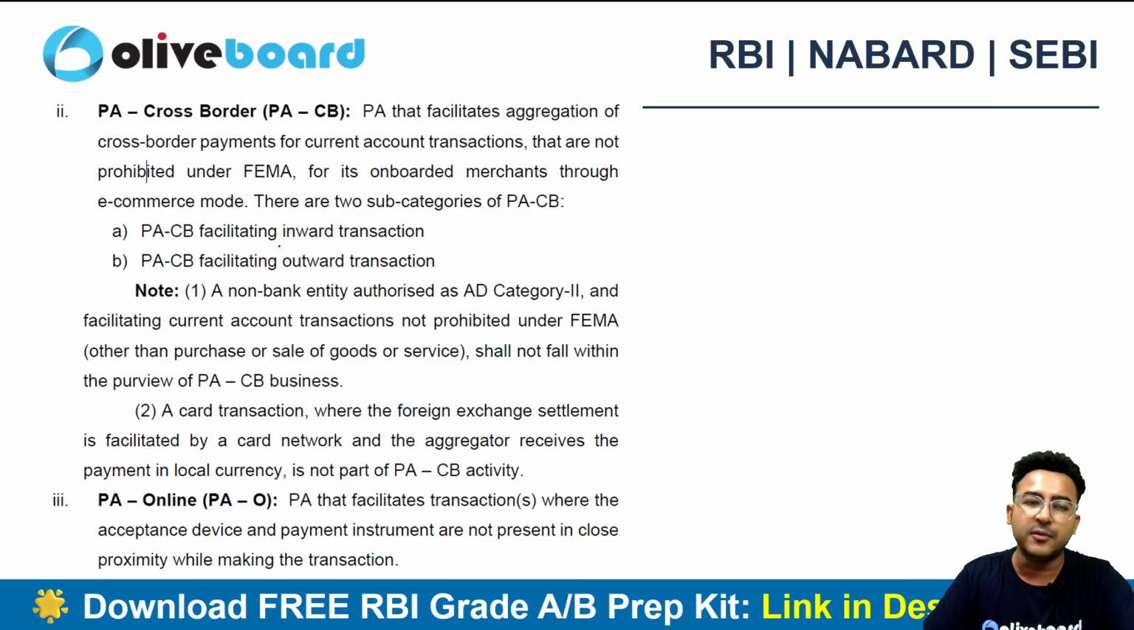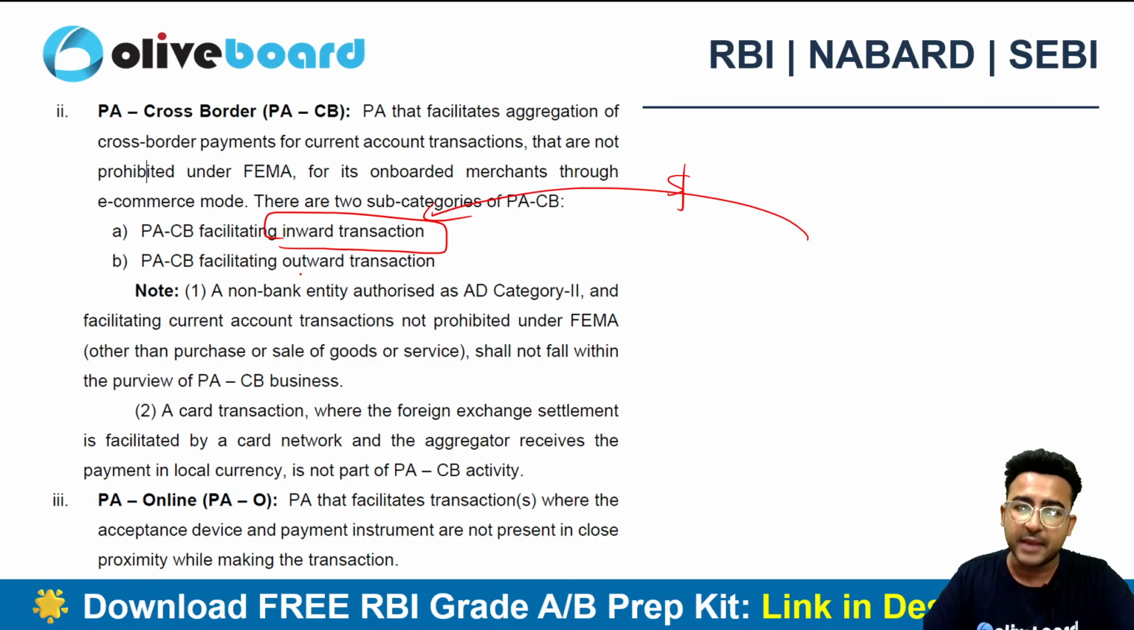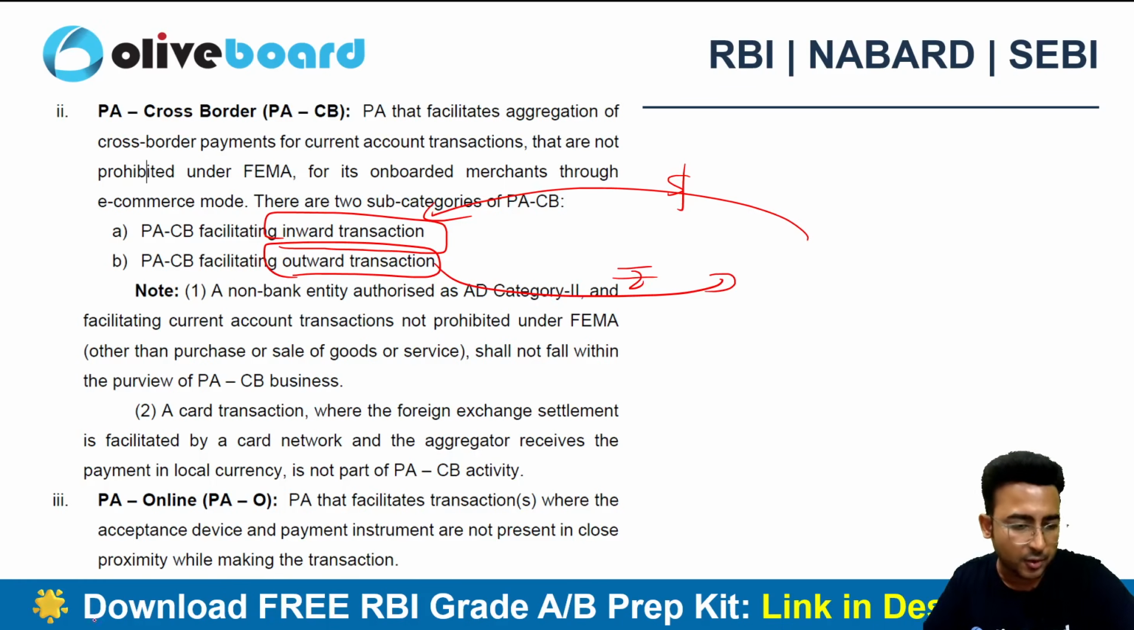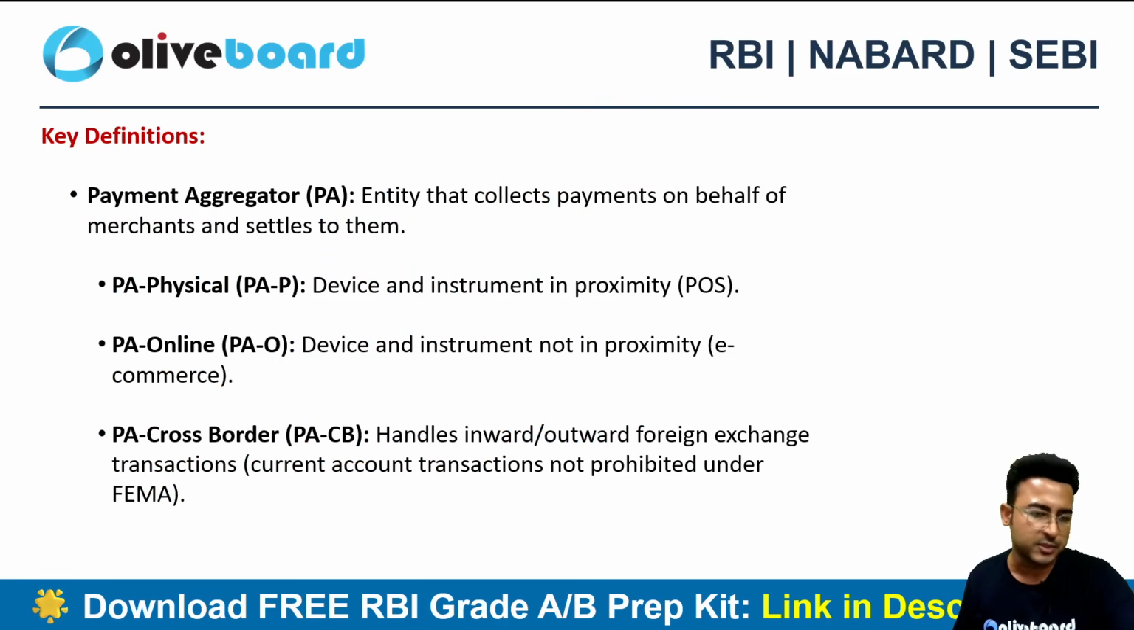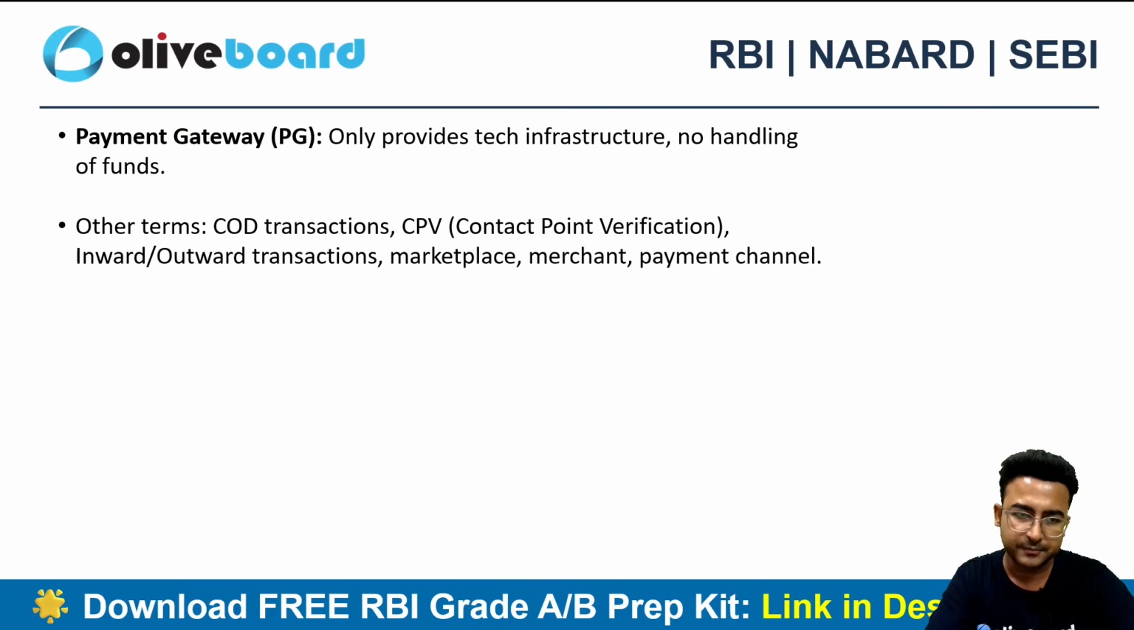Now there can be an inward transaction. Maybe you are receiving dollars. There can be an outward transaction. Maybe you are paying INR to someone outside the country. That's nothing but cross-border entities, right? Payment aggregator cross-border. So I have given you the key definitions in a crisp manner as well. Definitions in the detailed format I have again explained directly from the circular as well, right?